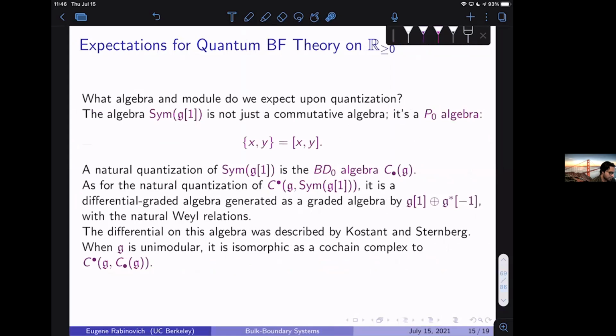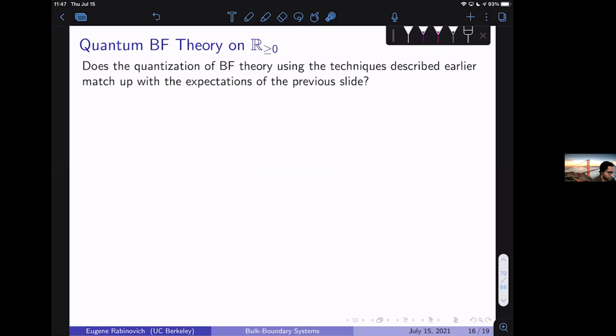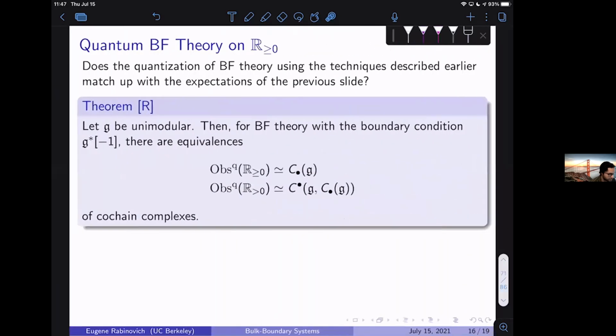So when g is unimodular, that complex, as a complex, is isomorphic to the Chevalley-Eilenberg cochains of g with values in the chains of g. But the algebra structure is a little bit more subtle. Anyway, so this object in the bulk and this object on the boundary is what we expect. So now we ask, when we quantize using the Costello-Gwilliam type techniques, what happens? So what I found was that for unimodular g, the observables associated to the full space is the expected boundary observables.